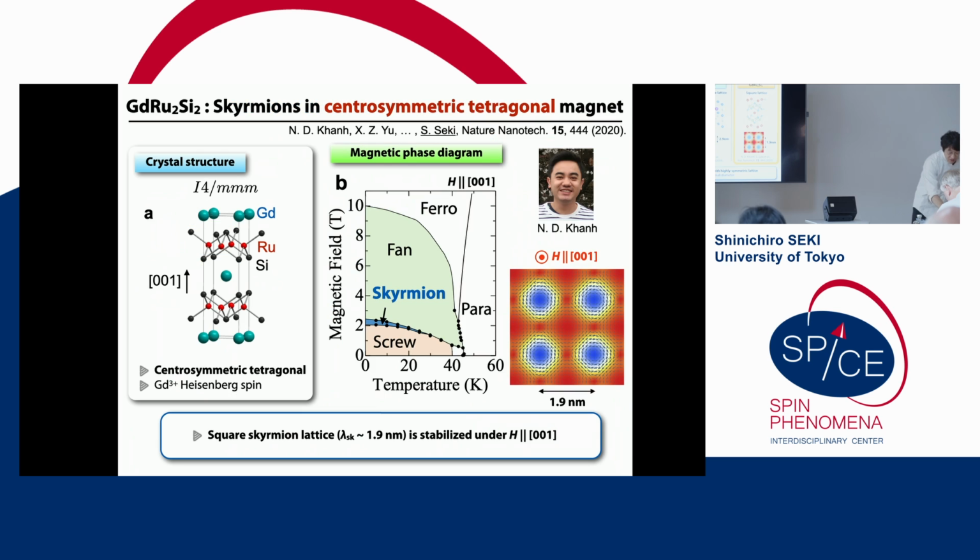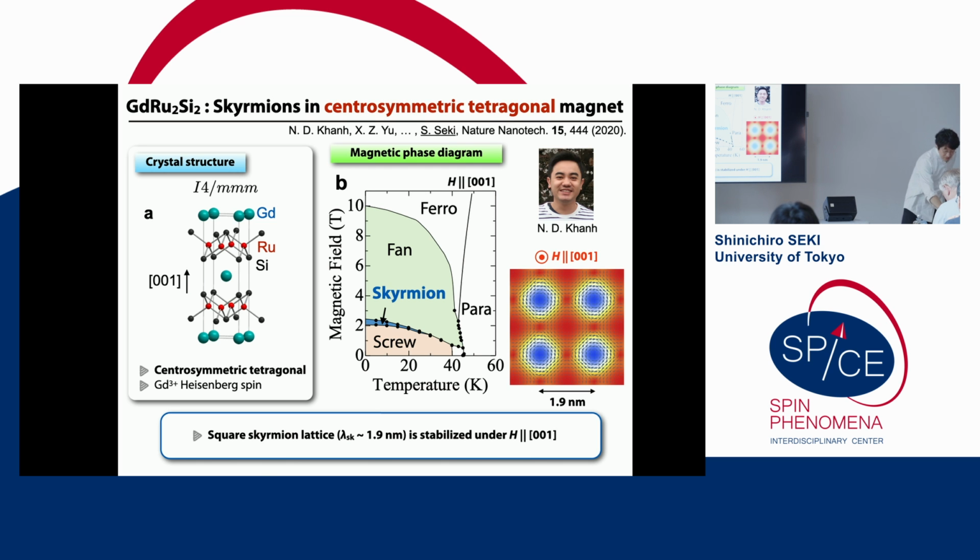This is the crystal structure of gadolinium ruthenium 2 silicon 2. Basically each ion independently forms a square lattice, and they are just stacked along the 0, 0, 1 direction. So it is a very simple centrosymmetric tetragonal crystal structure. The magnetism is governed by the gadolinium 3+ ion with a Heisenberg-type magnetic moment. And this is a typical temperature-magnetic field phase diagram. By applying an external magnetic field in the out-of-plane direction, we can stabilize the square lattice of the skyrmion.